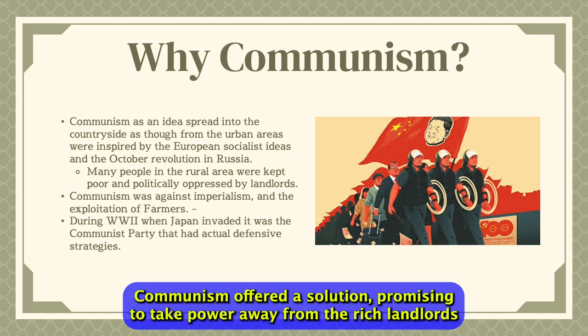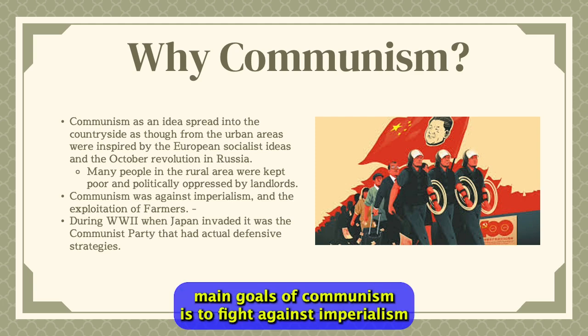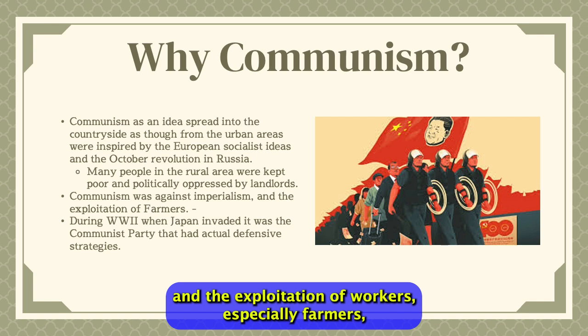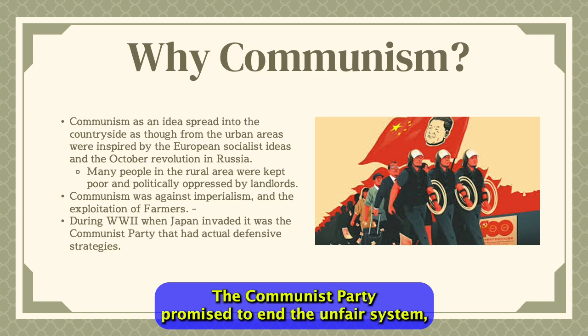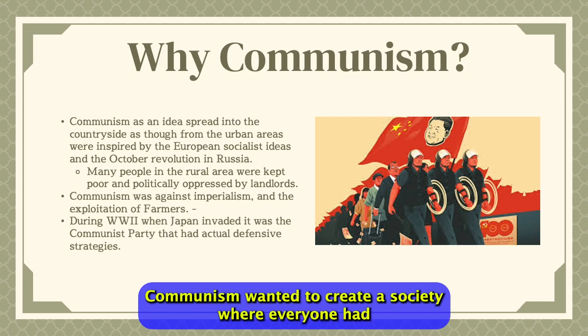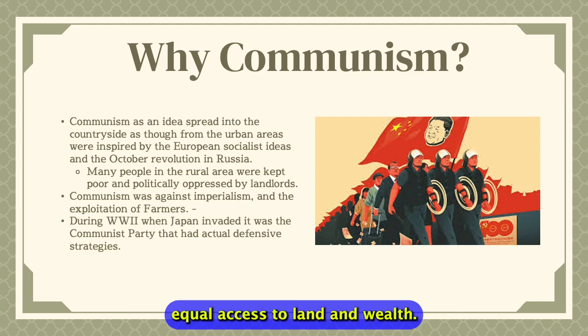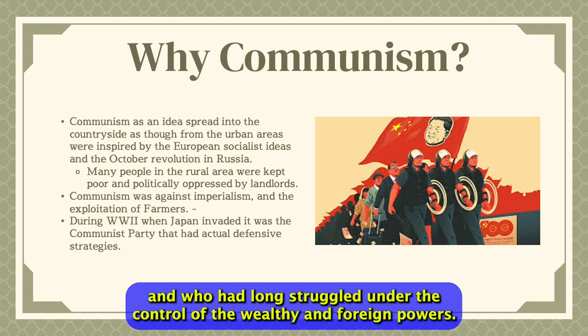Communism offered a solution, promising to take power away from the rich landlords and give it to the common people, especially the farmers. One of the main goals of communism is to fight against imperialism and the exploitation of workers, especially farmers. In China, the Communist Party promised to end the unfair system where a few wealthy landlords controlled most of the land and resources. Communism wanted to create a society where everyone had equal access to land and wealth. This message was especially appealing to the poor and oppressed people living in the countryside, who had long struggled under the control of the wealthy and foreign powers.